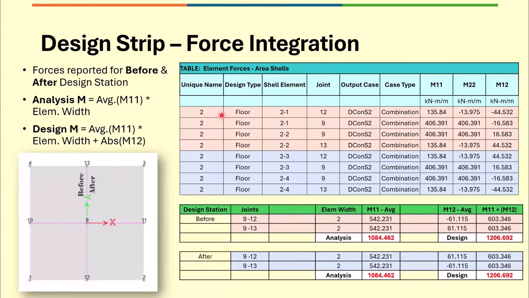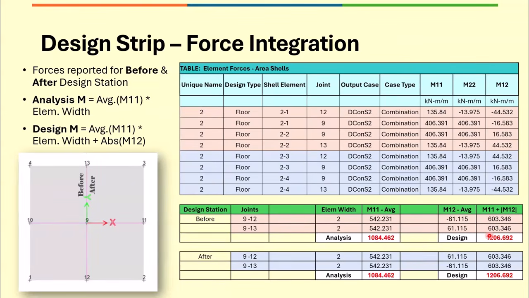So you can look at any one. The pink color highlighted portion is on the before and the blue color highlighted is on the after. So you can see this 9 and 13 and 9 and 12. Look at any one, let us say the before, and you can see the element width is 2 meters at 4 meter by 4 meter footing, and it is 2 by 2 element width for these joints. So it is M11 average, and then the next element between 9 and 13, another average. And then the summation of this will give you the analysis moment, analysis strip force.